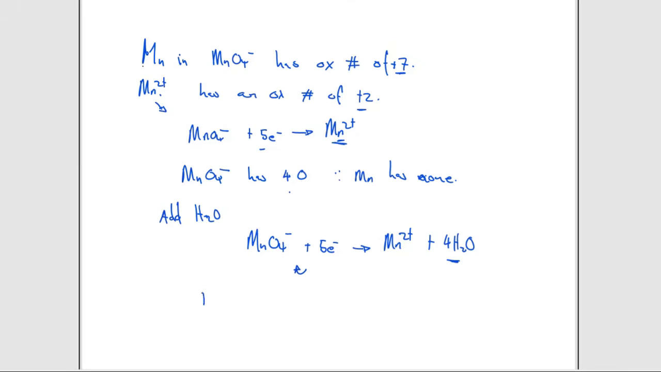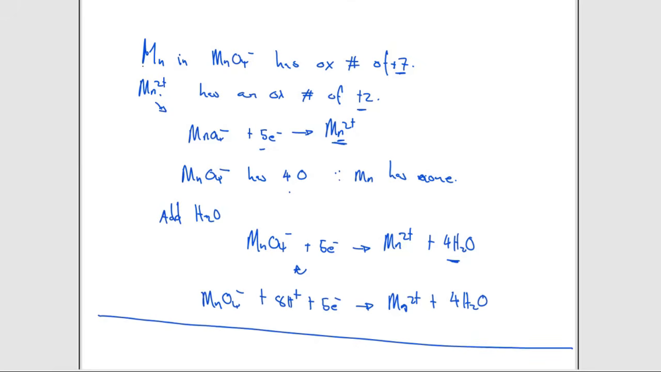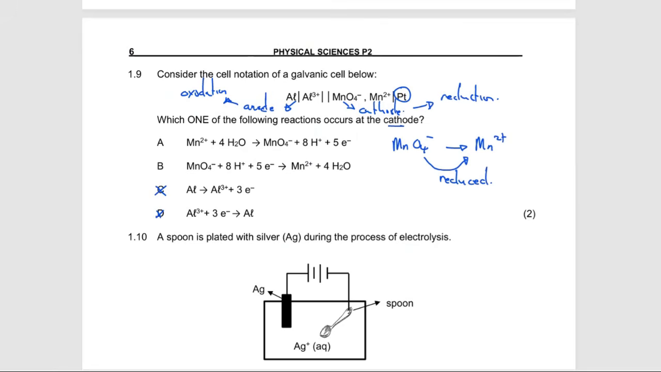So our answer there is going to be MnO4 negative, plus 8 H plus, plus 5 electrons, to give us what? Mn2 plus, plus 4H2O. So this is how we balance our equation there. If we compare this with the one at the top, we'll see that the correct option is option B.